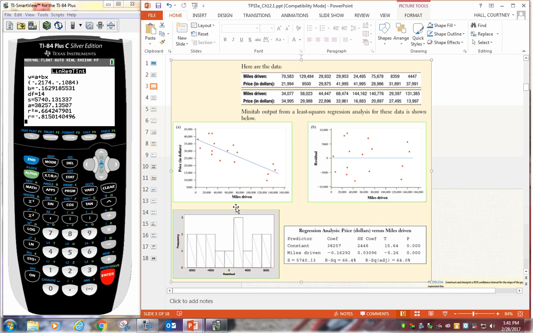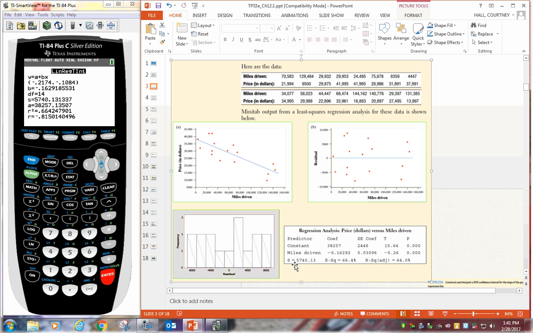So I pointed out to you when we put our data in the list that we had 16 different data points. So our degrees of freedom is actually 14, because now you're subtracting 2 of the points to get your degrees of freedom. So it's your sample size and then minus 2.